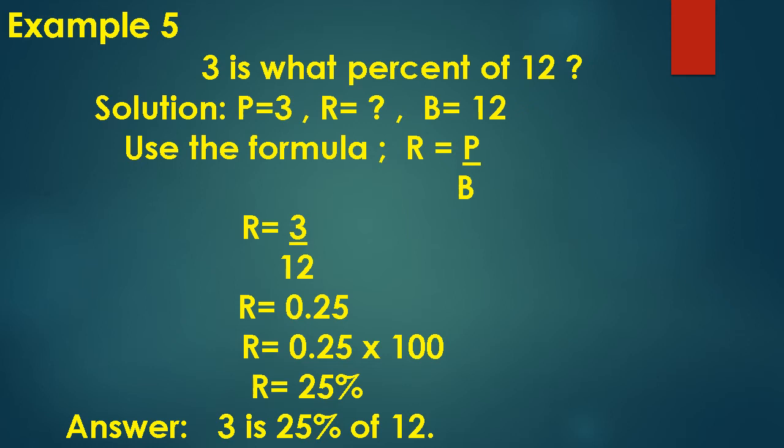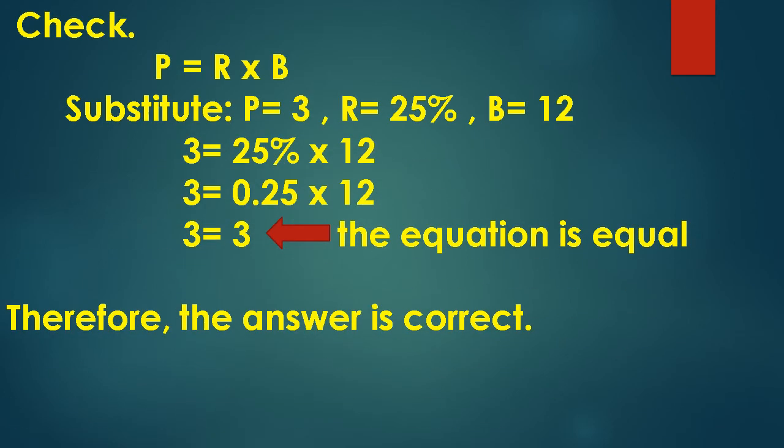So this is changing decimal to percent. So the rate is 25%. So the answer is 3 is 25% of 12. Check. Once again, the formula is P is equal to R times B. We are going to substitute the value of P, which is 3, the R or rate is equal to 25% and the base is 12. So 3 is equal to 25% times 12.